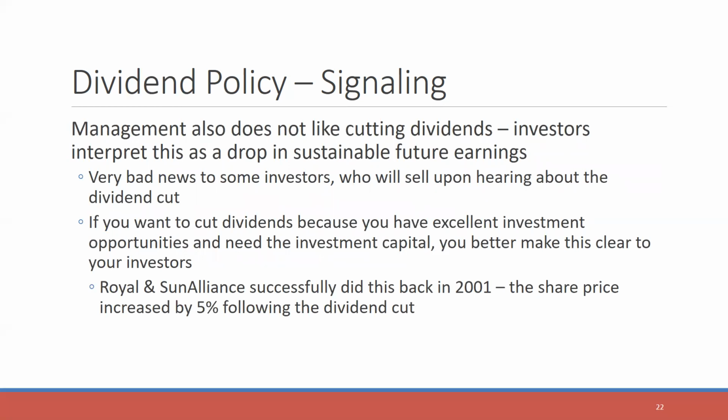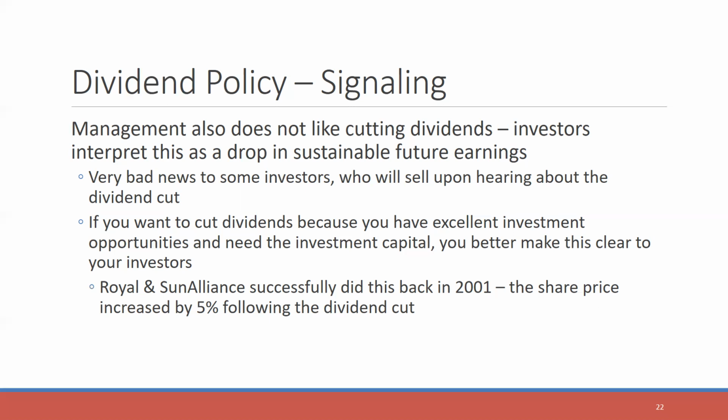Management also does not like cutting dividends. Investors interpret this as a drop in sustainable future earnings. This is really bad news to some investors who will immediately sell once the announcement of the dividend cut goes forward. If you want to cut dividends, you have excellent investment opportunities and need the investment capital, you better make it clear to your investors. So Royal Sun Alliance successfully did this back in 2001. They said, hey, we've got great investment opportunities, so we're going to cut the dividend. And in that example, the share price increased by 5% following the dividend cut.